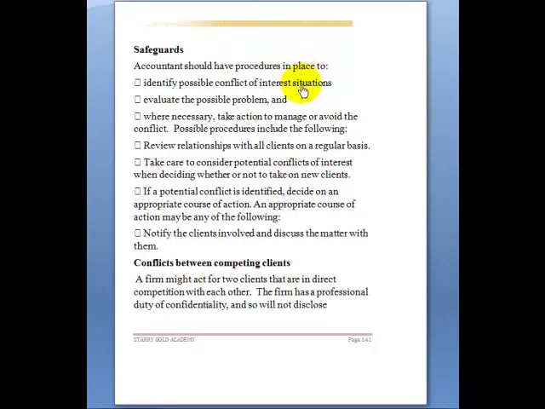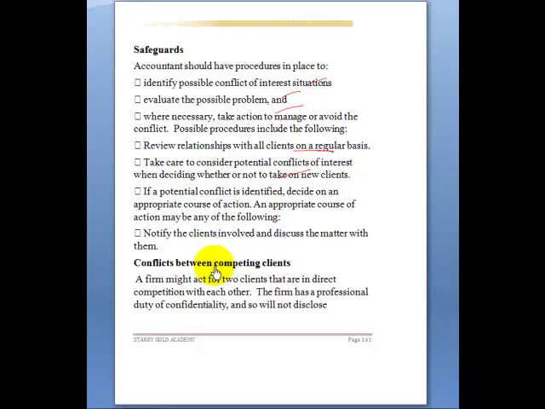As a safeguard, identify possible conflict of interest situations, evaluate the problem, and where necessary take actions to manage or avoid the conflict. For example, you can review relationships with your clients on a regular basis to ensure that conflicts of interest have not emerged. Take care to consider potential conflicts of interest when deciding whether or not to take on new clients. If a potential conflict is identified, decide on an appropriate course of action, then notify the clients involved and discuss the matter with them.